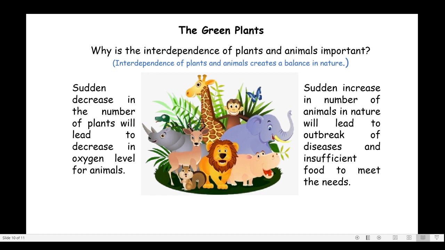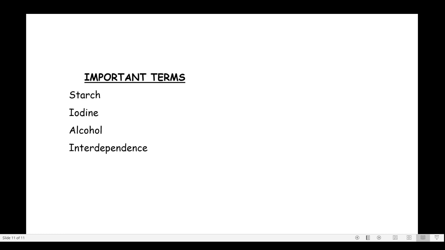And if we talk about the opposite, if the number of animals increases, again there will be the problem of diseases and insufficient food. So with this we come to the end of this chapter. Let us revise the important terms.